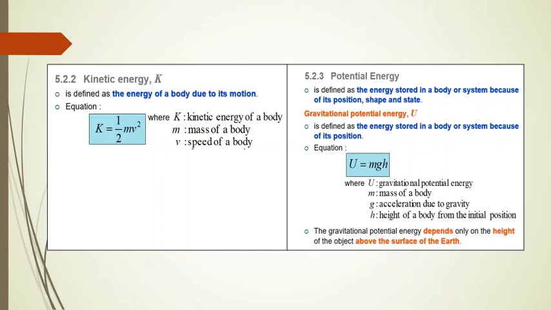Gravitational potential energy, U, is defined as the energy stored in the body or the system because of its position. And the equation is U equals mgh. Gravitational potential energy depends only on the height of the object above the surface of the Earth.